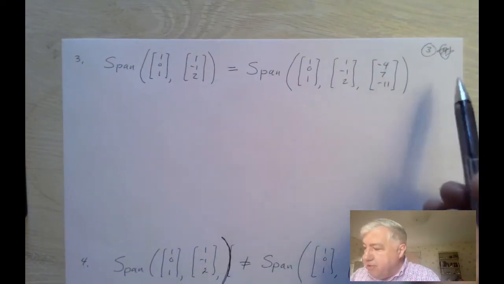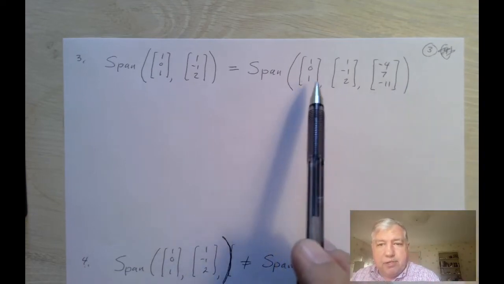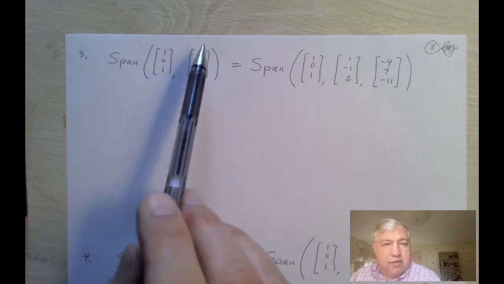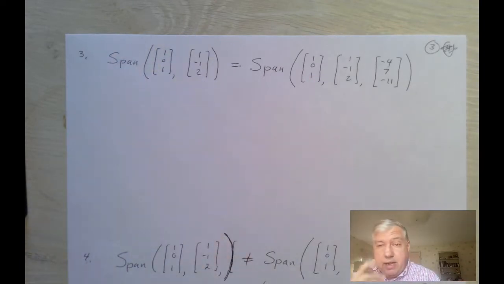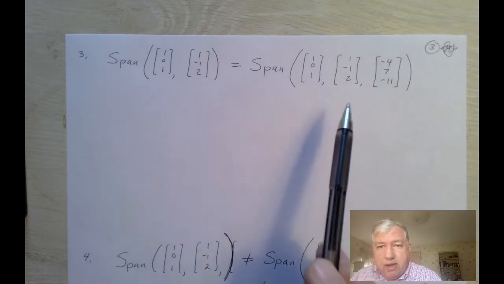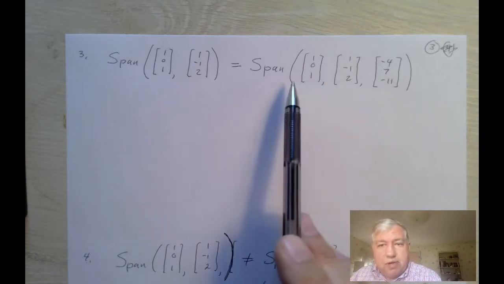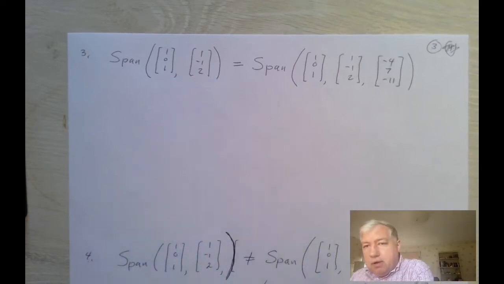Because we just proved that this vector is a linear combination of these two vectors. So this vector is clearly in this span, okay? And I think you can see that as a result, any linear combination of these three vectors will also be a linear combination of these two vectors, right?